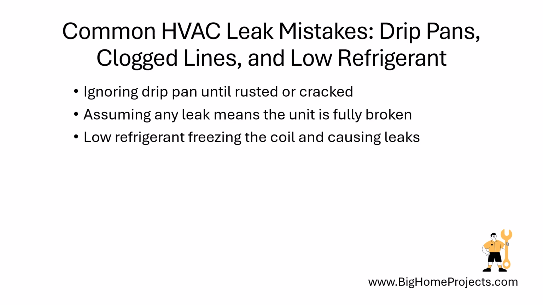One common mistake people make is ignoring the drip pan until it rusts or cracks. So check it once a season and replace it early if you see rust spots. Another big misconception is thinking a leak always means the whole unit is broken, when most of the time it is just a clogged line that can be flushed out with a wet vacuum.